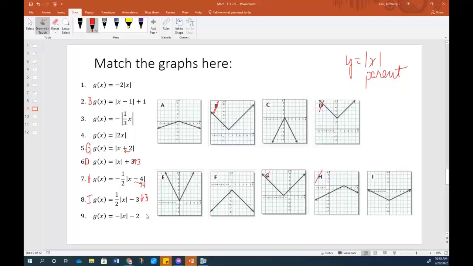Number 9, we have a down 2. Okay, that seems to go with F. I do notice that this one is going down, so I can verify. This negative in front means it's going to open down because it reflected across the x-axis. So it's going down, and the vertex was moved down 2. So that one is F.